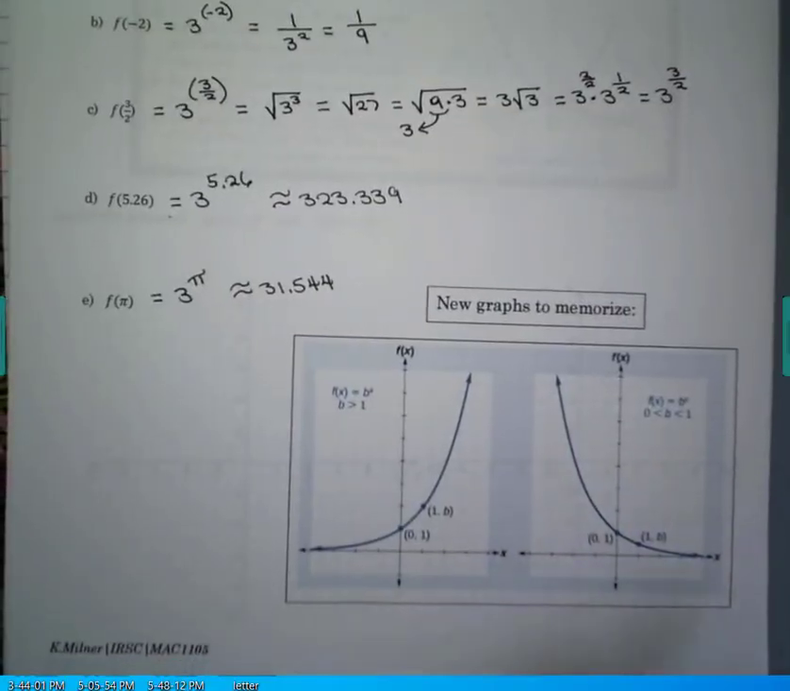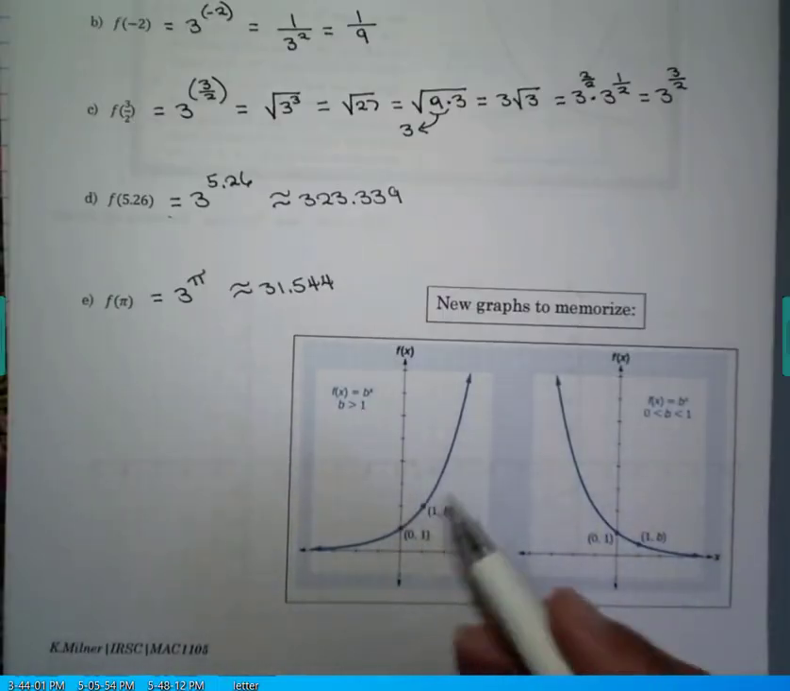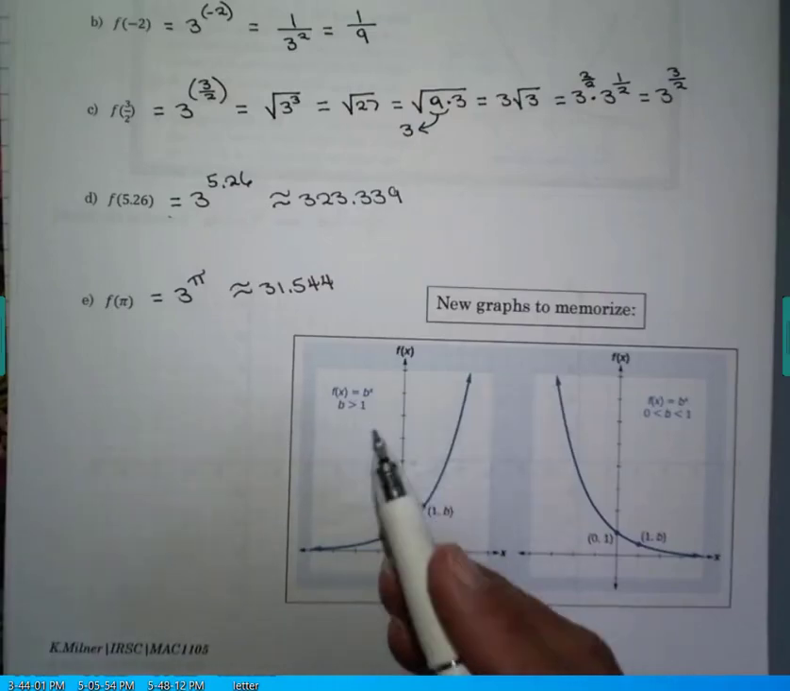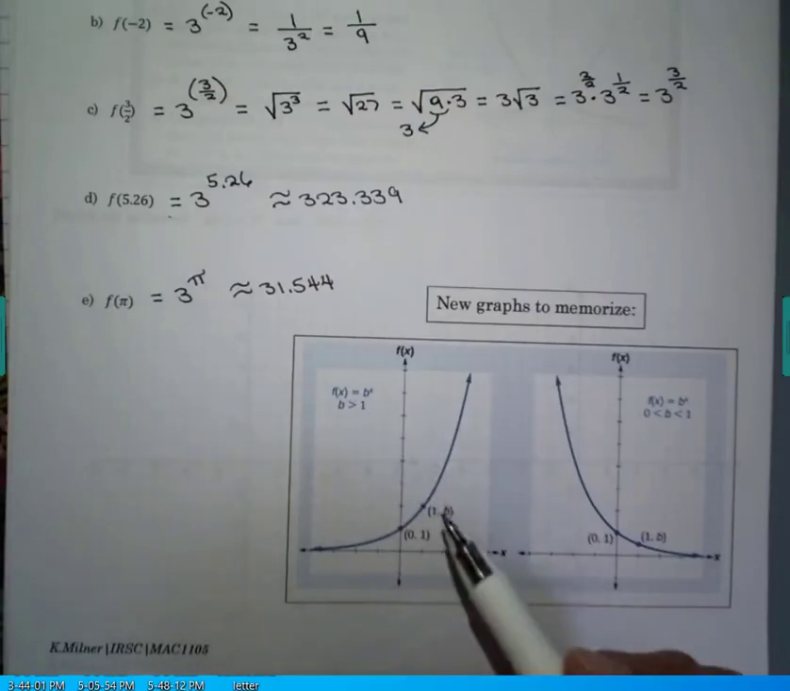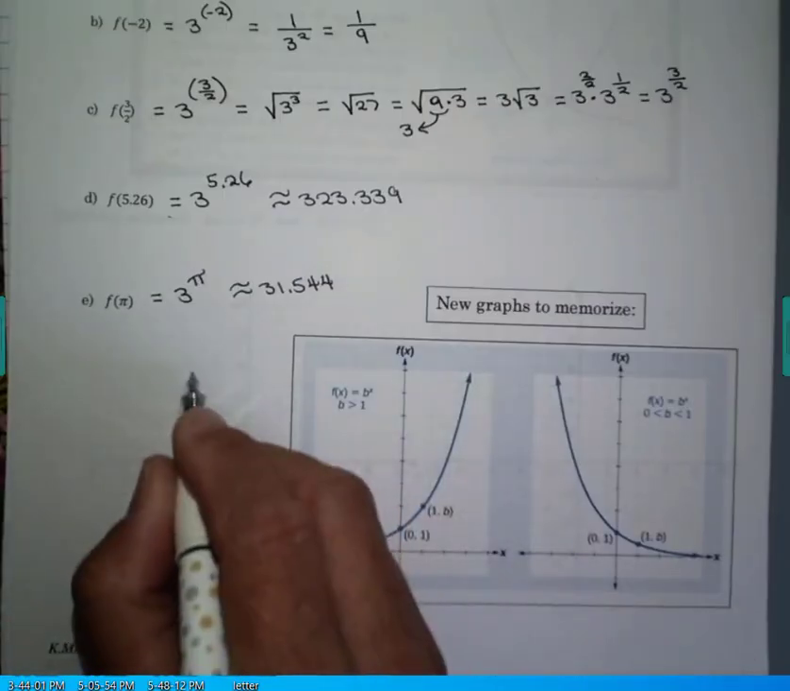Now, we've got some parent graphs that we need to look at and we need to memorize for exponential functions. And the first one is going to be if b is greater than 1. Now remember, the base of this thing cannot be 1. It doesn't really give us the function we need. So we're going to need b is greater than 1 for this one. And if it is greater than 1, we will see certain things always happen.